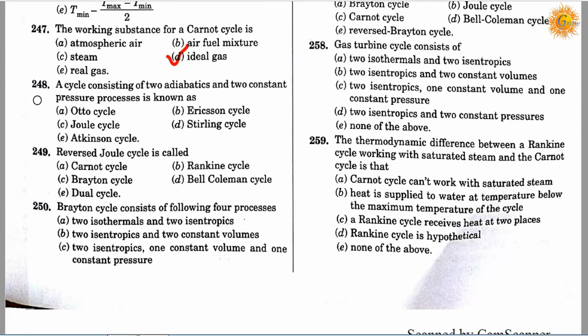Question number 248. A cycle consisting of two adiabatics and two constant pressure processes is known as: option A, Otto cycle; option B, Ericsson cycle; option C, Joule cycle; option D, Stirling cycle; option E, Atkinson cycle. So the correct answer is C. It will be Joule cycle.